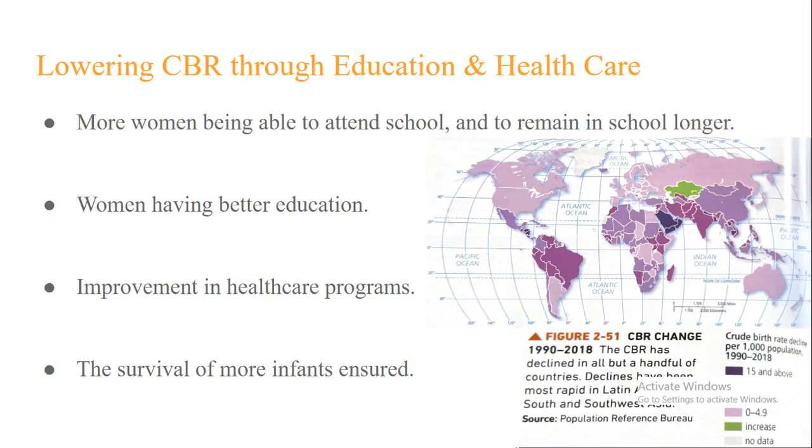Lowering CBR through education and healthcare. With more women being able to attend school and to remain in school longer, they would be more likely to learn employment skills and gain more economic control over their lives. With better education, women would understand reproductive rights better, make smarter reproductive choices, and select better contraceptive options. With better healthcare programs, IMRs would decline with programs like counseling about sexually transmitted diseases and child immunization. With the survival of more infants ensured, women most likely would choose more effective contraceptives for family planning.